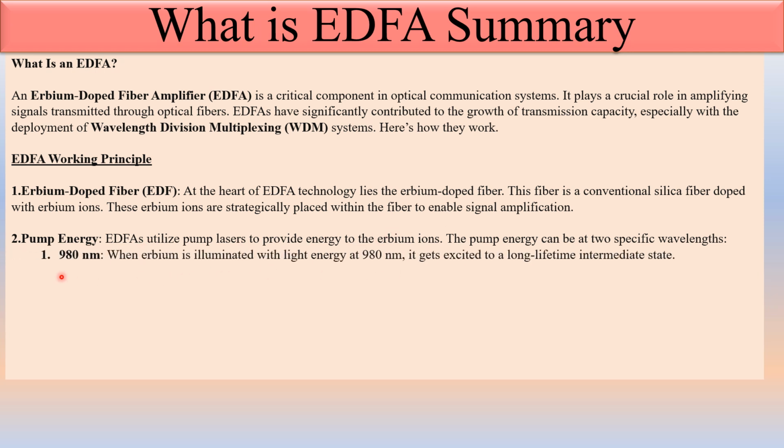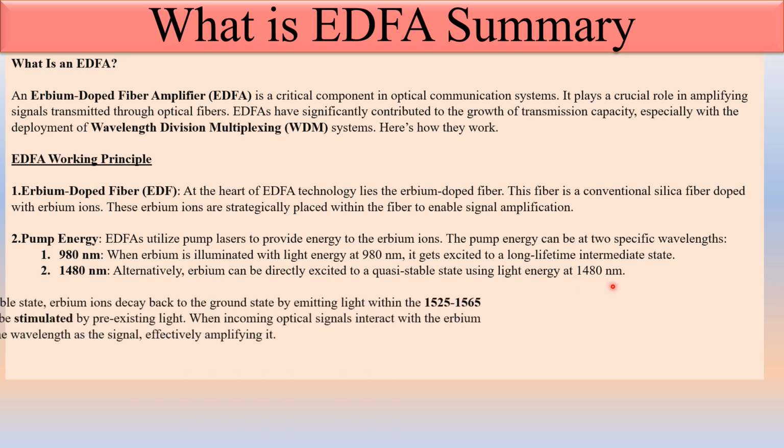There are two types of pumping we use. 980 nanometer: when erbium is illuminated with light energy from a 980 nanometer pump, it gets excited to the long lifetime intermediate state. And alternatively, when we use 1480 nanometer, erbium can be directly excited to a quasi-stable state using light energy at 1480 nanometer pumping.